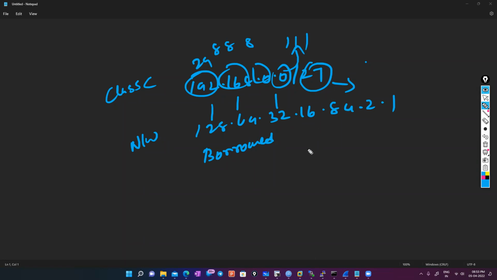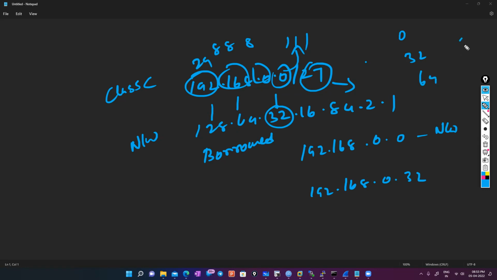So how does my network now look? 192.168.0.0 is the first network. Then the second network, 192.168.0.32, right? Because the borrowed bit ends on 32. So 0, 32, and the increment of 32 is 64. 64 plus 32 is 96, right? So 32, 64, and 96. You can write like this. It's very easy for you to do the calculation.